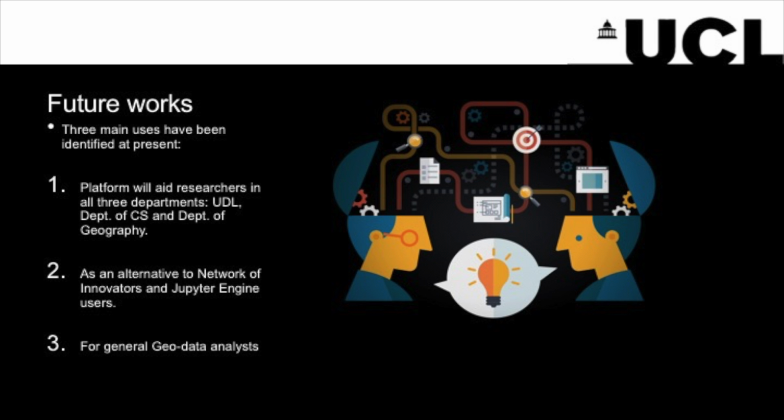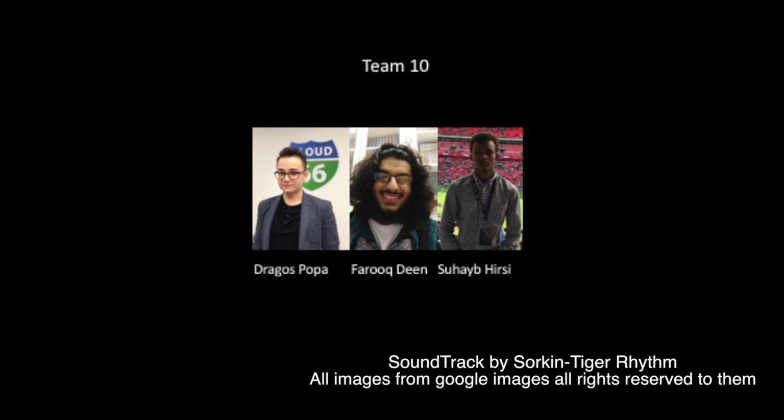Regarding the future of the project, three main uses have been identified at present. The platform will aid researchers in all three departments, UDL, Department of Computer Science, and Department of Geography, as well as it will represent an alternative to Network of Innovators, CKAN, and other usual Jupyter engine users, plus any external geodata analyst.